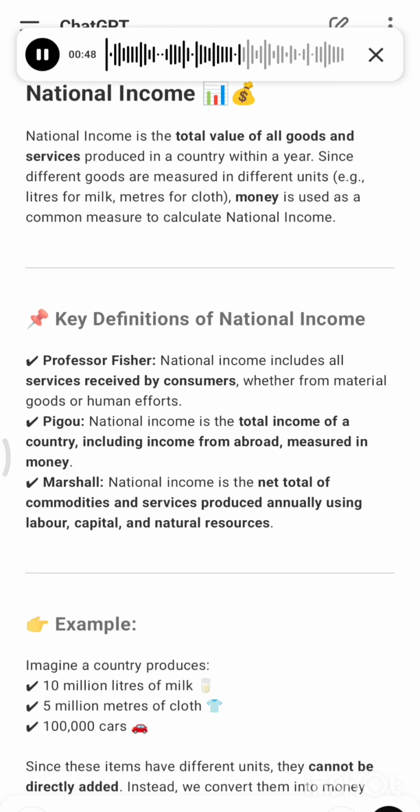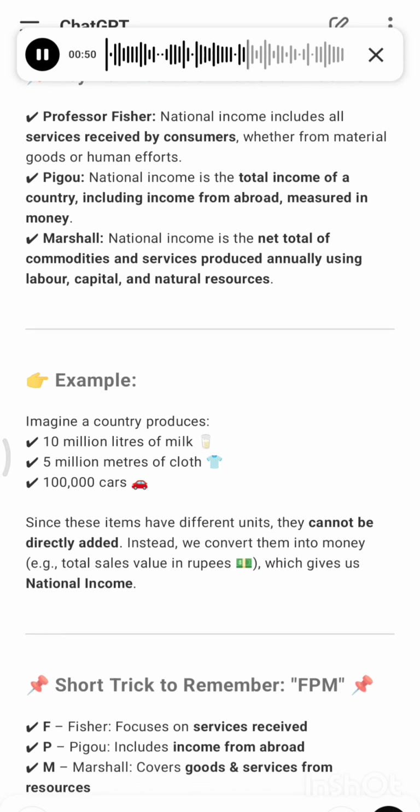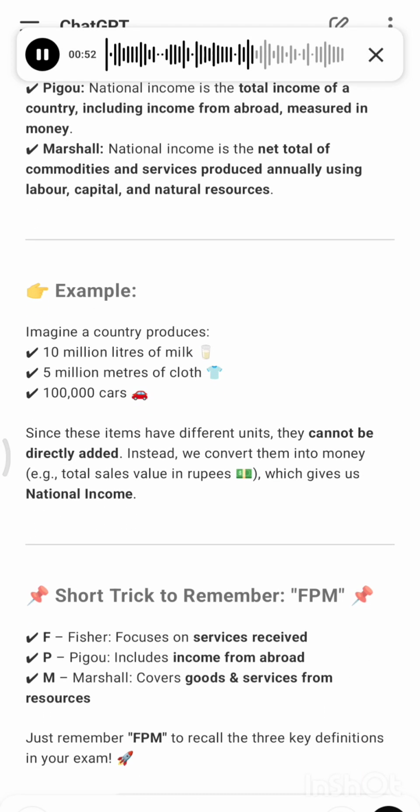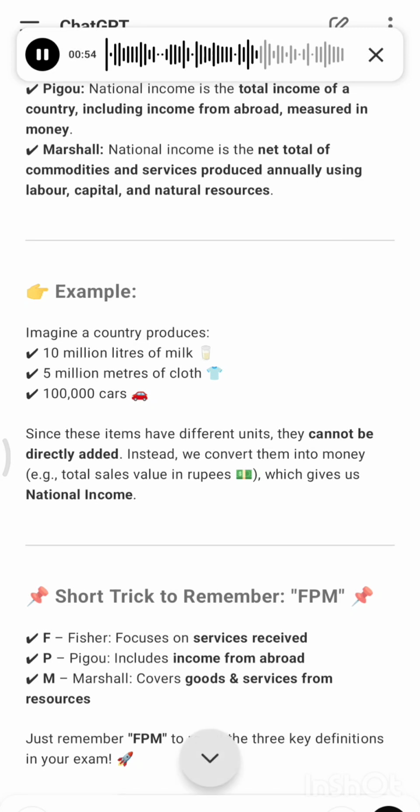Imagine a country produces 10 million liters of milk, 5 million meters of cloth, 100,000 cars. Since these items have different units, they cannot be directly added. Instead, we convert them into money, e.g. total sales value in rupees, which gives us a short trick to remember: FPM.